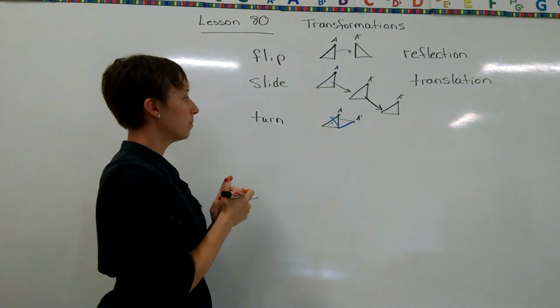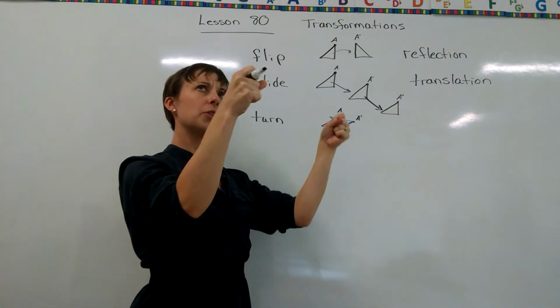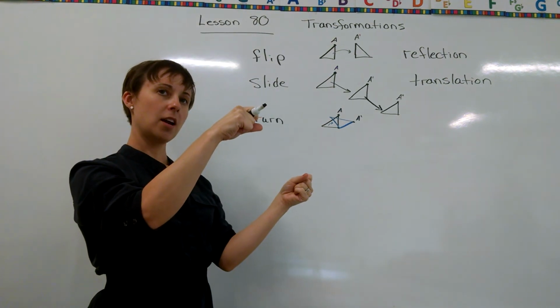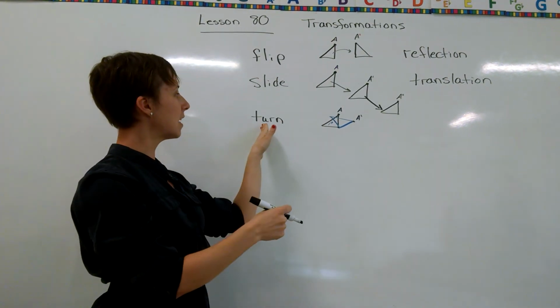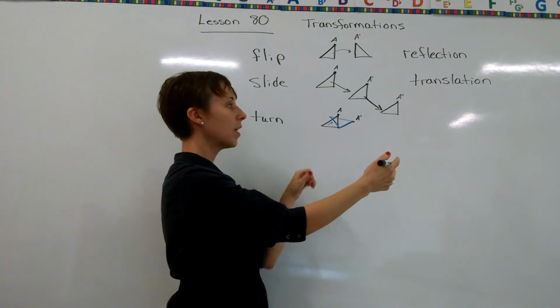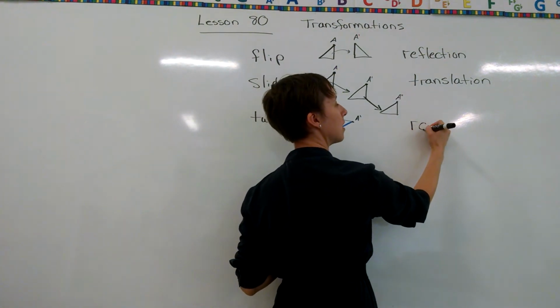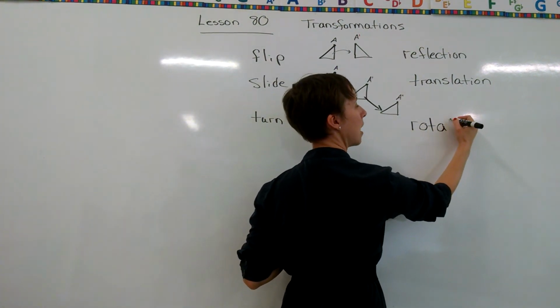And finally, a turn. If I turn the steering wheel of my car, there's a special word we use for that, and it's the same word we use for turning our shape. We're going to call this a rotation, because we're rotating the shape.